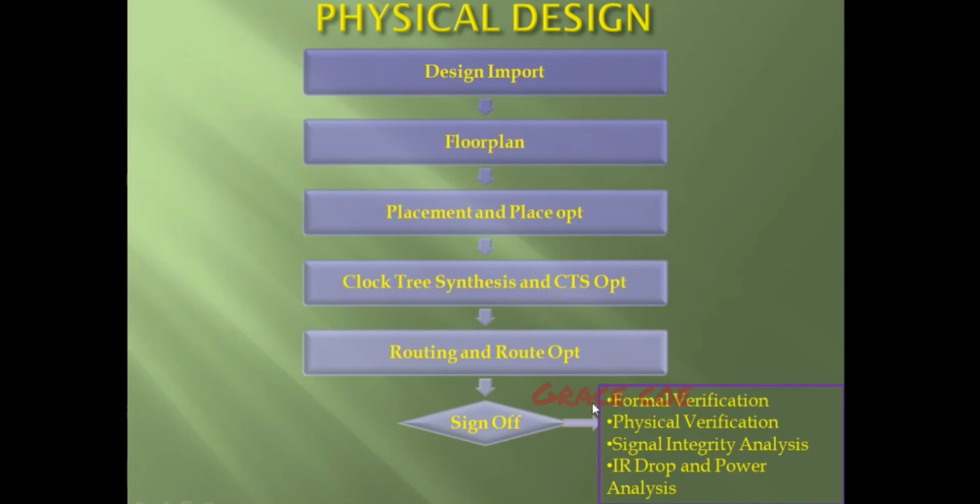After the routing stage, it is sent for sign off. So here the formal verification, physical verification, signal integrity analysis, IR drop and power analysis, all these checks are carried out. Formal verification, also called equivalence checking, compares two versions of a design to see if they are functionally equivalent, that is, the design during RTL coding as well as post synthesis. It verifies whether the functionality remains the same throughout the flow.